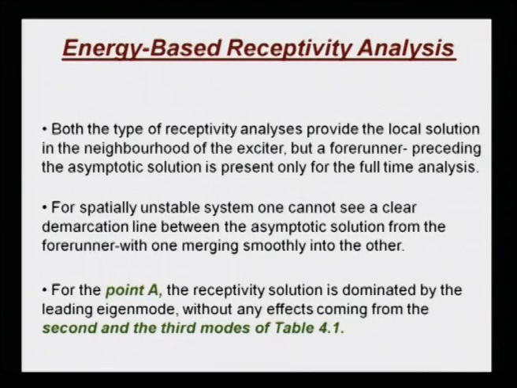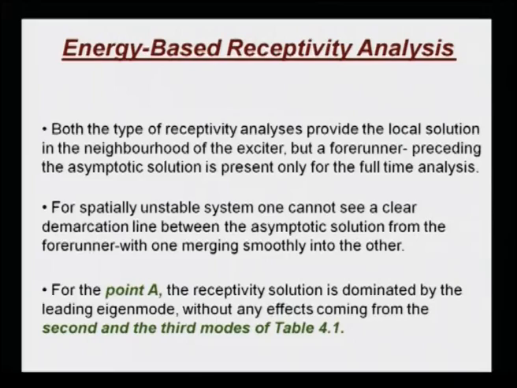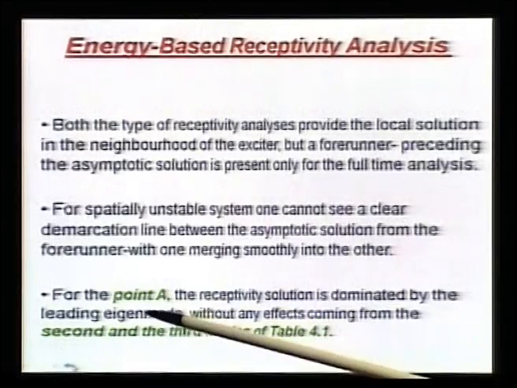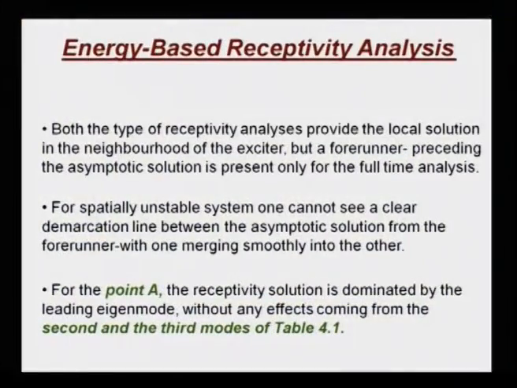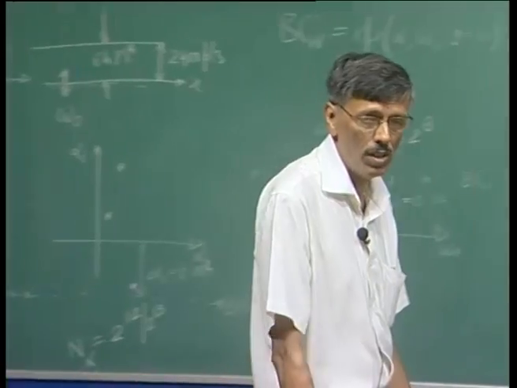And for a spatially unstable system, one cannot see a clear demarcation line between the asymptotic solution and the forerunner, with one merging smoothly with the other, right. For the point A, the receptivity solution is dominated by the leading eigenmodes. Say we had 3 eigenmodes, and the one that is growing is the one that dictates the fate of the packet. Not much effect coming from the second and third mode.